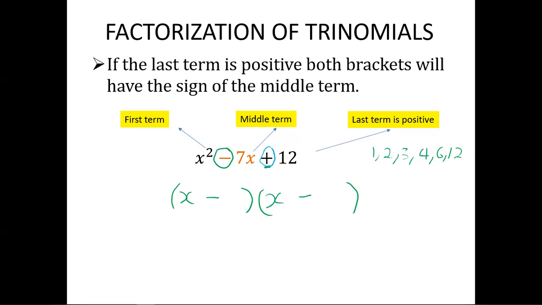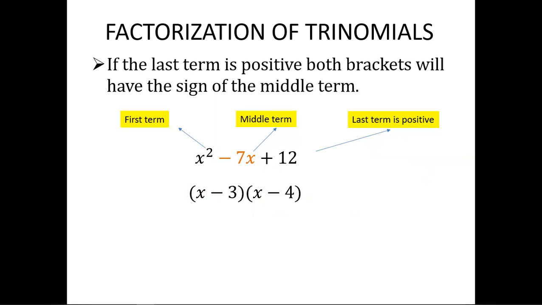Remember, 6 goes with 2. So it can't be 6 and 2 because those will give you 8. 1 goes with 12. It can't be those two because they will give you 13. So we're only left with 3 and 4. Got it? And that is why our factors here will be x minus 3 and x minus 4. Nice, eh?